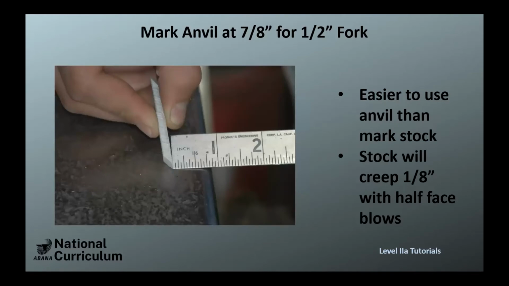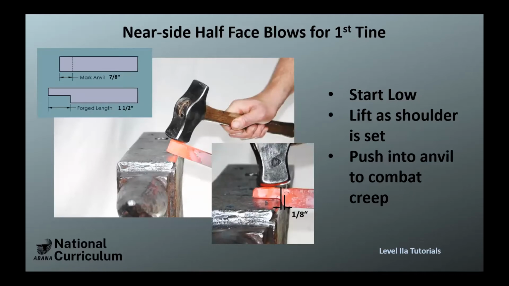And that is what we're going to mark on our anvil. You saw Frank marking his anvil. Here, I'm going to mark it as well. A lot of times if we mark our steel, by the time we get it bright orange and get it out of the forge, we can't see that mark very well. So if you can, it's easier to mark your anvil, and you can use that as a reference point to start that half face blow. That's why we do the 7/8, even though we calculated it at 3/4. So here's where we're going to mark it.